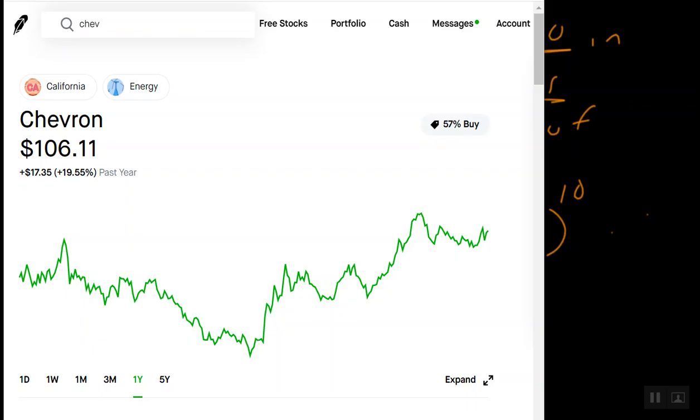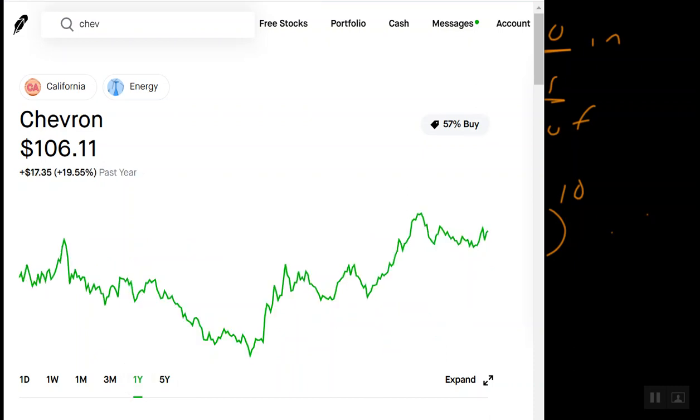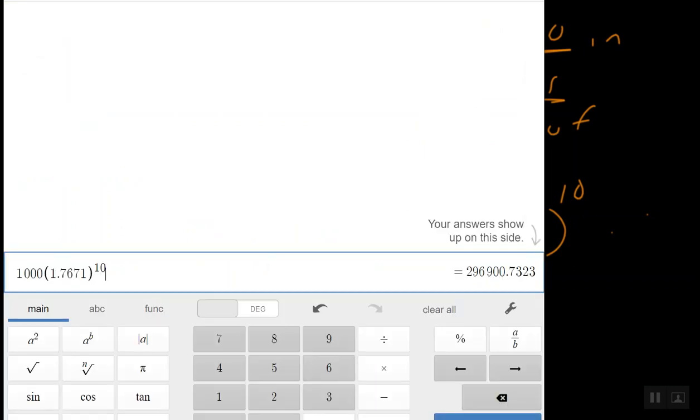So, guys, y'all can look at Chevron right here. Chevron grew at 19.55% over this last year. And by the way, you can even look long term. You can see what it did over the past 5 years. All right, but we're going to look at 1 year rates of growth. That's easier, 19.55. And let's see what that looks like.